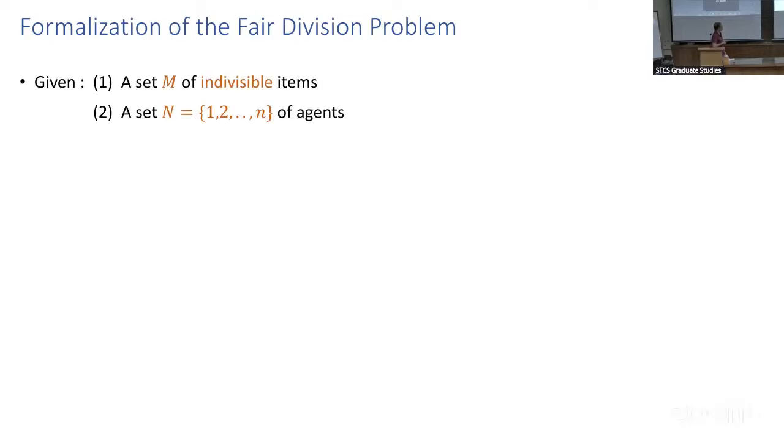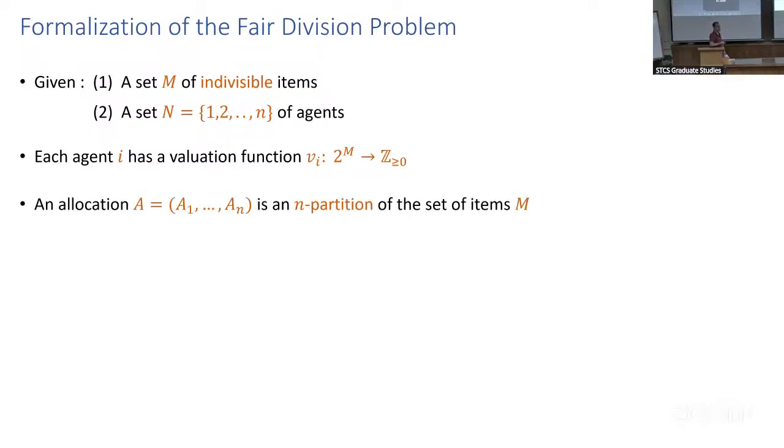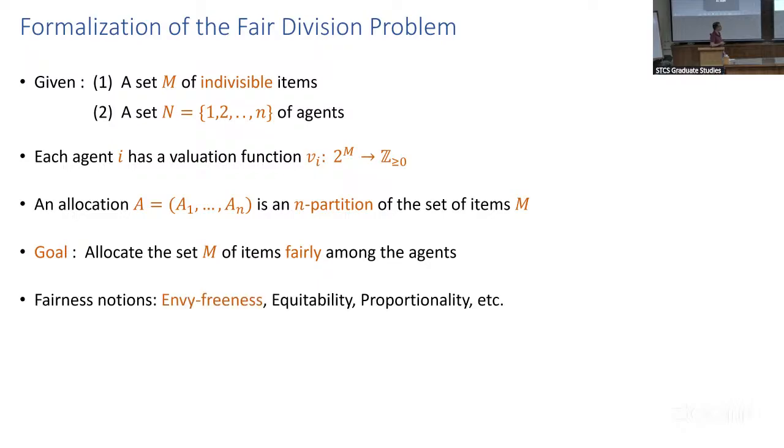Okay. So formally, we are given a set M of indivisible items and a set N of agents. Each agent i has a valuation function which takes a subset of items and gives out a value. An allocation is an N-partition of the set of items M. And the goal is to allocate these items fairly among the agents. Now, to measure fairness of an allocation, various fairness notions have been studied in the literature. Popular among them are envy-freeness, equitability, proportionality, etc. We'll be focusing only on envy-freeness in this talk.